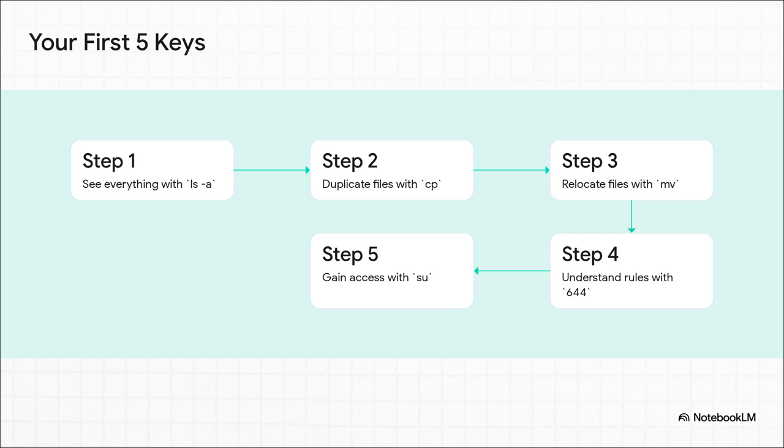Then you figured out how to manage those files with cp and mv. Now you can actually understand the rules they play by with permissions like 644, and finally, you know how to gain total access with su. These are your first 5 keys to really mastering Linux.